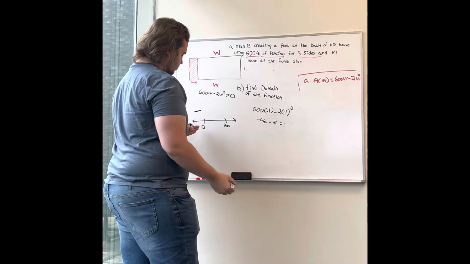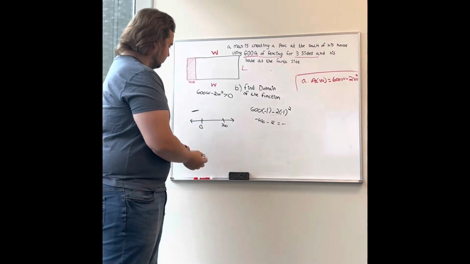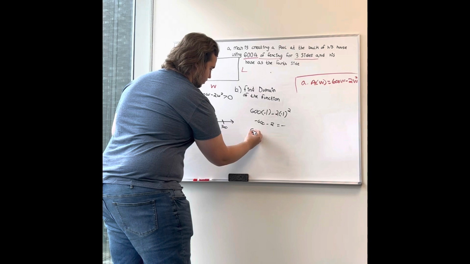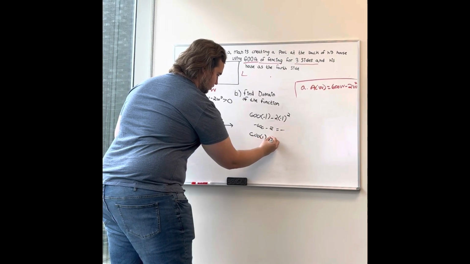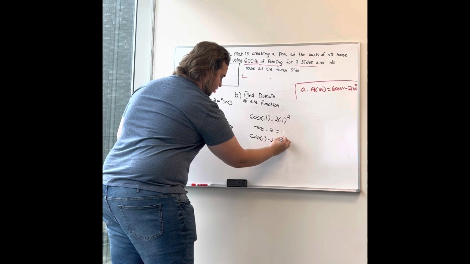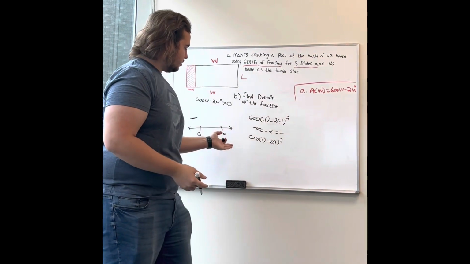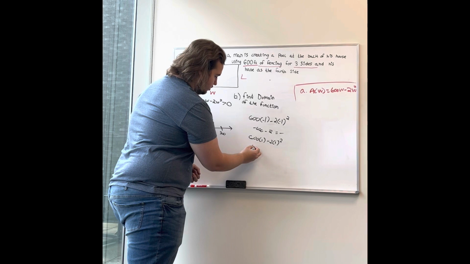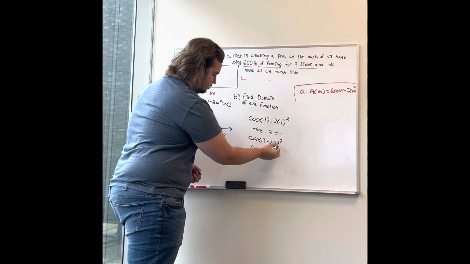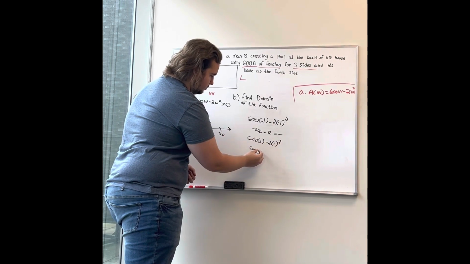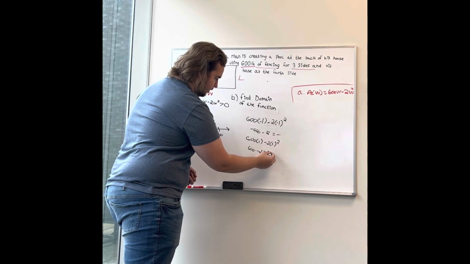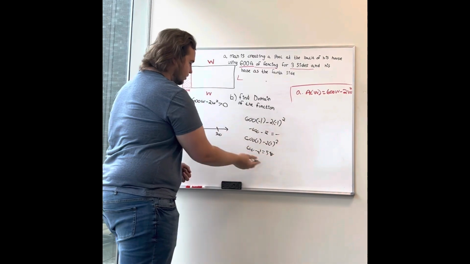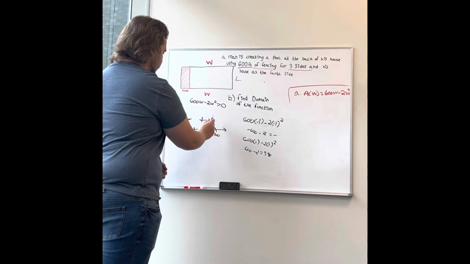We can keep it simple, just do 1 right between them. 600 times 1 minus 2 times 1 squared. We just have 600 minus 1 squared is 1 times 2, minus 2. That'll give us 598, a positive number. So we got positive in between the two.